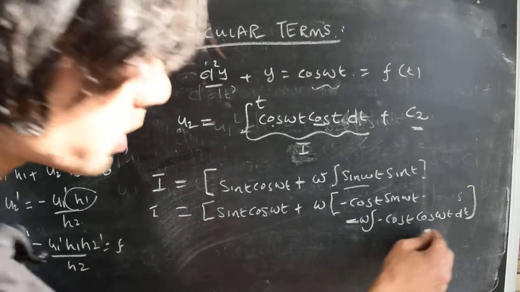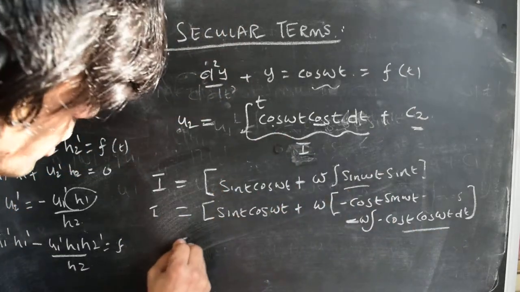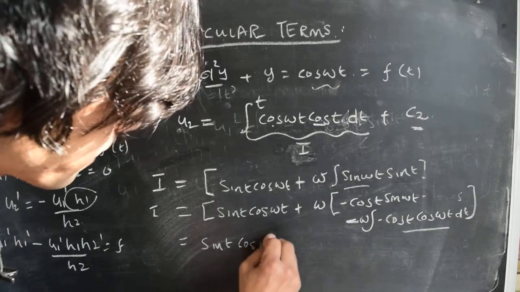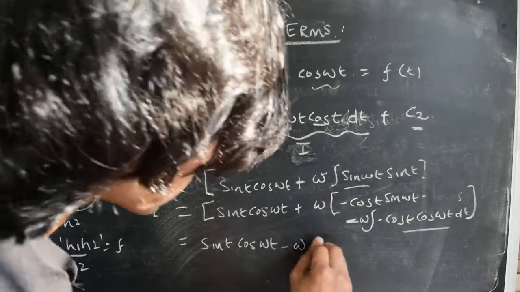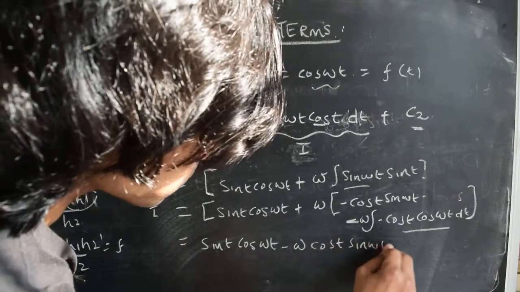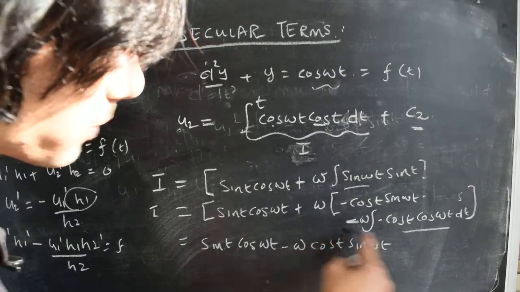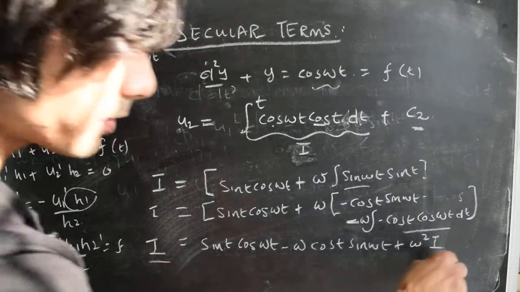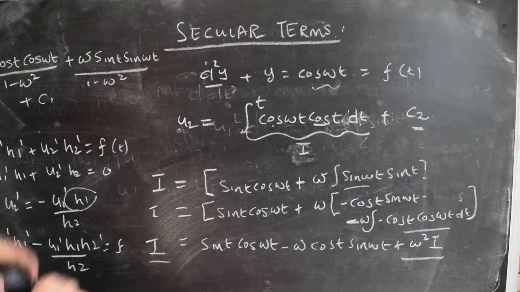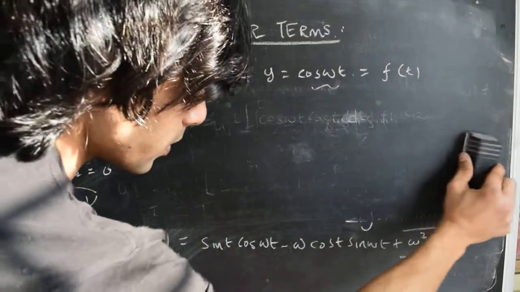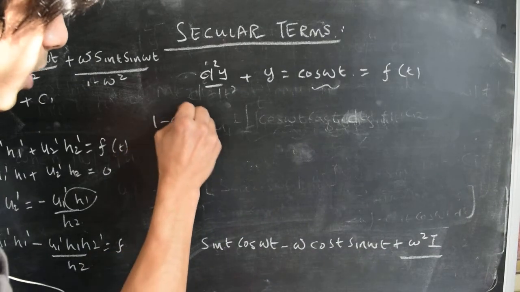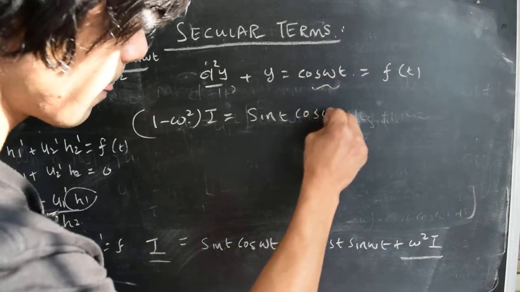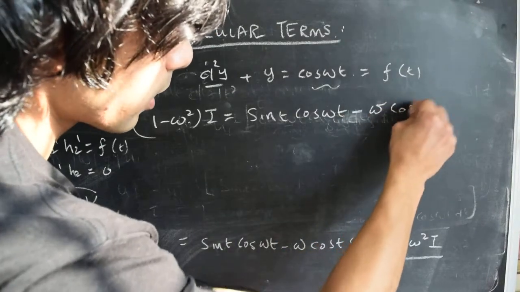Okay. Now notice that this factor is again the I that we want, and so overall this can be written as sine t cosine omega t minus omega cosine t sine omega t. Now there's a minus and there's a minus which cancel to give us a plus omega square I. So notice we have an I and a plus omega square I, and if we take it to the other side, we find that 1 minus omega square times I equals sine t cosine omega t minus omega cosine t sine omega t.